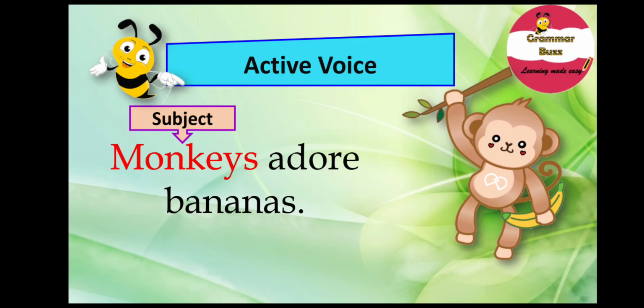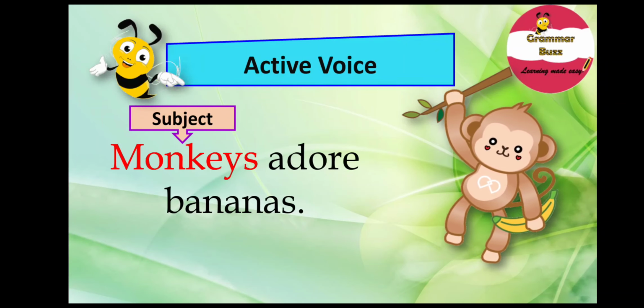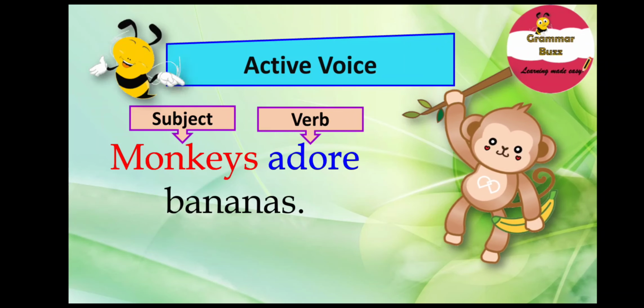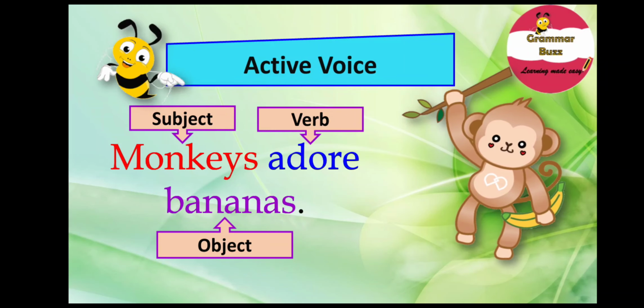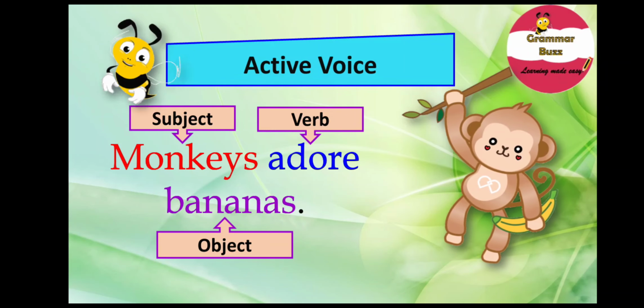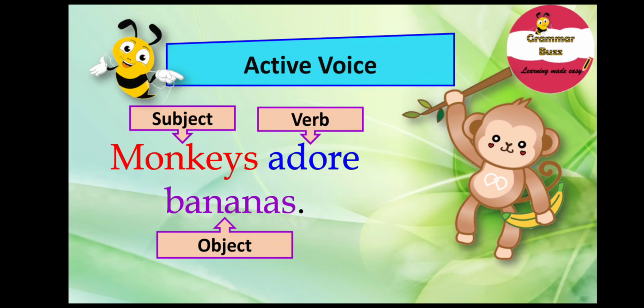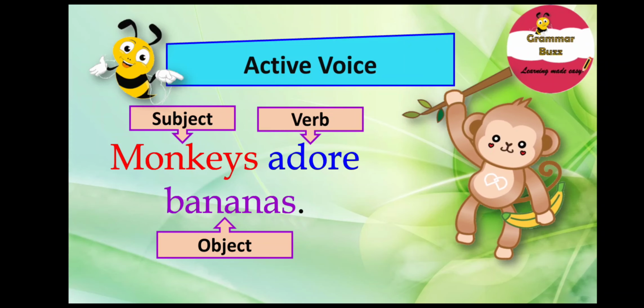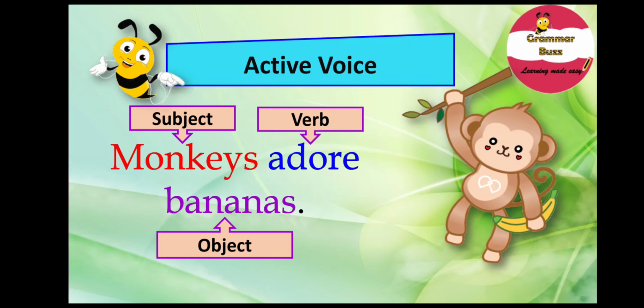Monkeys is the subject. And what is the action or the verb performed by the monkey? It is adore. And who or what is at the receiving end? Well, it is bananas. So bananas is the object of the sentence that receives the action of adores performed by the monkeys. As we already know, in active voice, the subject is the doer of the action and the object is the receiver of the action.